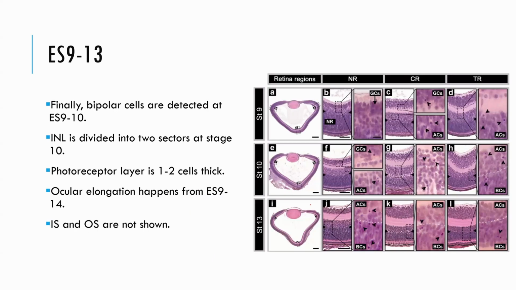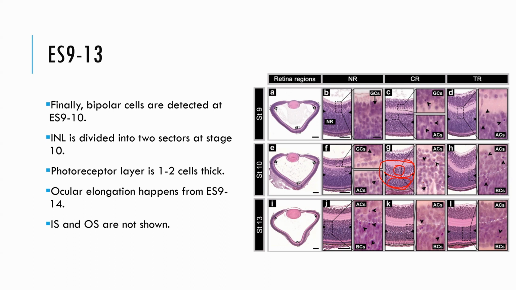The other type of neural cells, the bipolar cells, are not detected until stage 9 to 10. So from stage 9 and 10, we can clearly see that the inner nuclear layer has been divided into two sectors, which we mentioned in the previous slide. So as you can see in this figure G, there are clearly two sectors in this inner nuclear layer. The upper layer or the inner layer is the amacrine cells layer, and this outer layer is filled with bipolar cells.